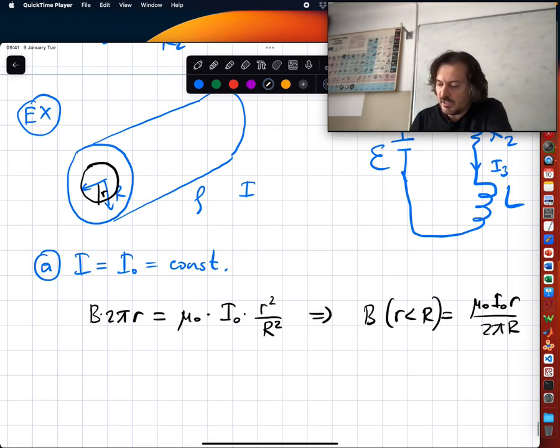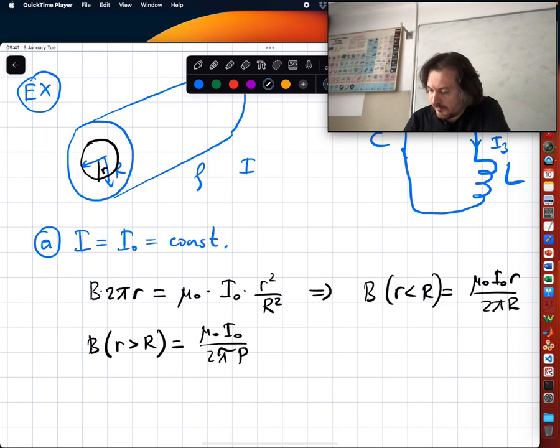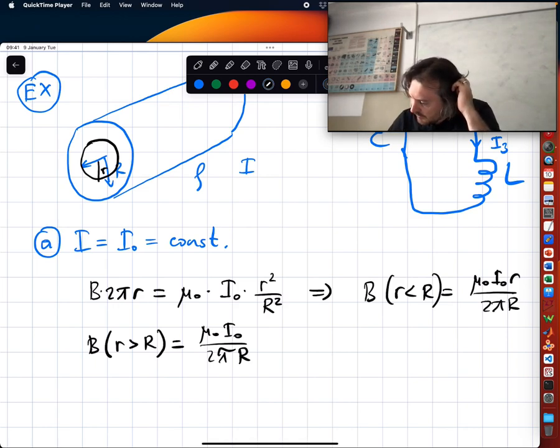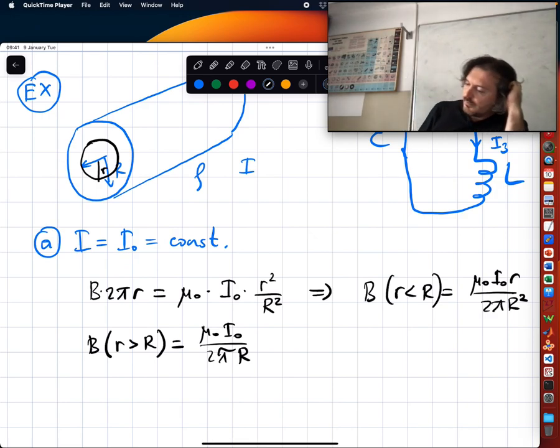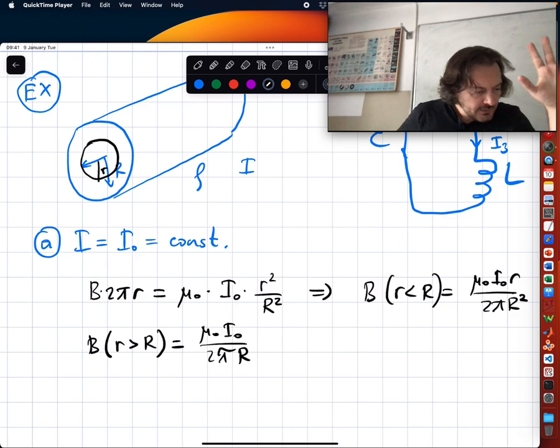That's inside. Outside, for r greater than capital R, it's simply mu 0 I0 over 2 pi r. There's a mistake somewhere here. Capital R squared. Okay. That's part A. You already got your 10 points.